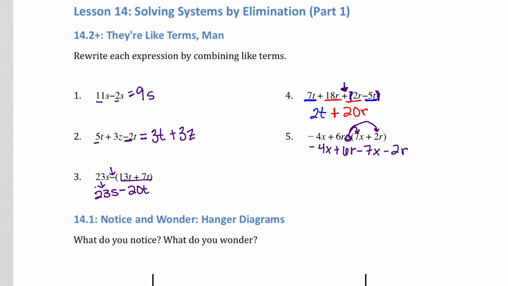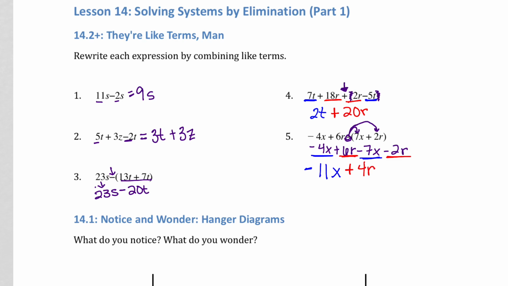Then we're going to combine our terms that have the same variable. So I have negative 4x and negative 7x. 7x, not 6. I was going to say 6. When I combine those two, we have a negative 4 and a negative 7, so we add the numbers and keep the negative sign. So we get a negative 11x. Then we have 6r minus 2r. So 6 minus 2 is 4. It's positive, and we keep our r attached.